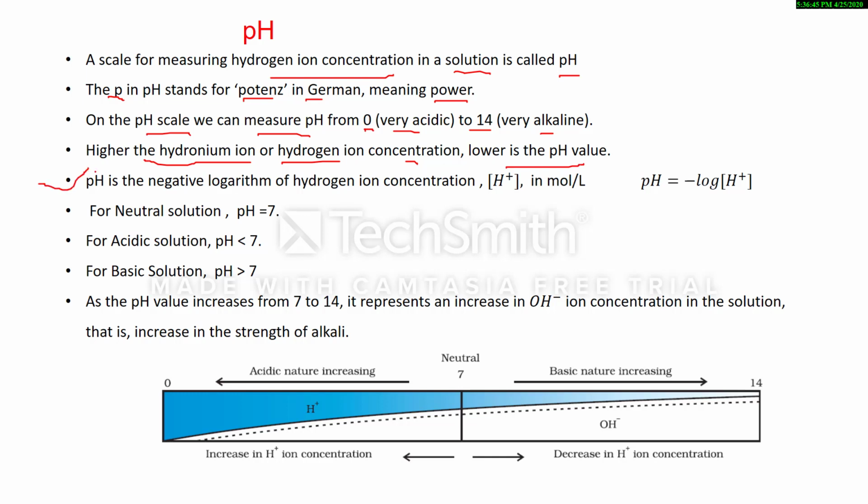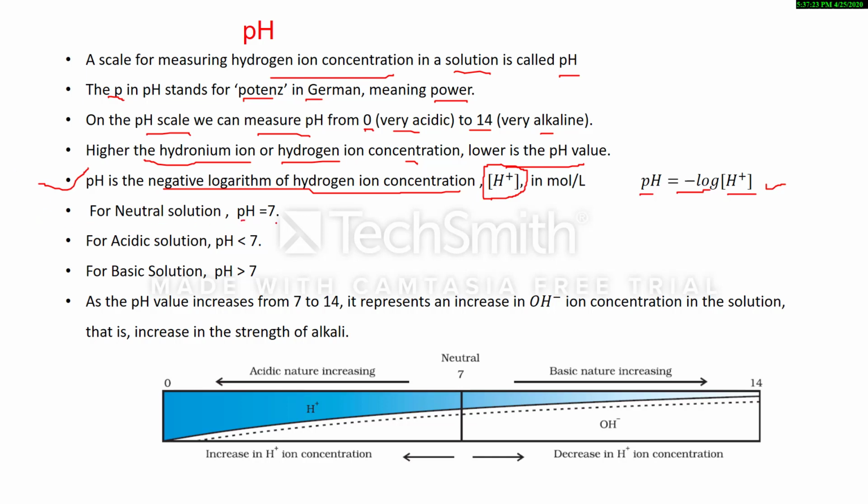Actually, the formula or definition of pH is this. pH is the negative logarithm of hydrogen ion concentration. This represents the hydrogen ion concentration. If any formula is placed in a square bracket, then this represents the concentration of that formula. Mathematically, we can write pH is equal to minus log of hydrogen ion concentration. Actually, the detail of this formula and numericals based on it are out of scope of class 10th.